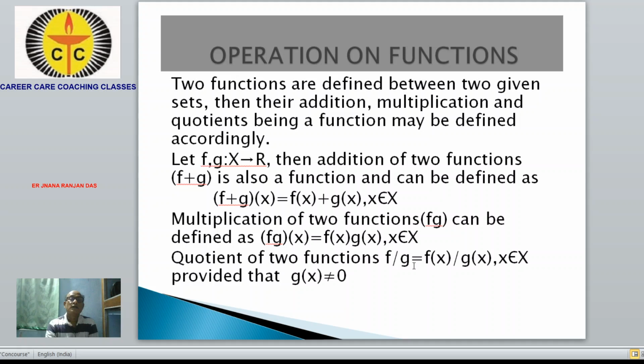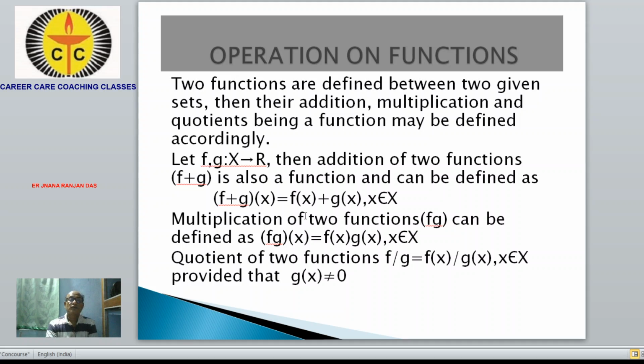The next topic, operation of functions. What is operation of functions? Two functions are defined between two given sets. Their addition, multiplication, and quotients, being a function, may be defined accordingly. Suppose functions f and g are defined from X to R. Then the addition of two functions, written as f plus g, is also another function, and can be defined as (f plus g)(x) equal to f(x) plus g(x), when x belongs to X.